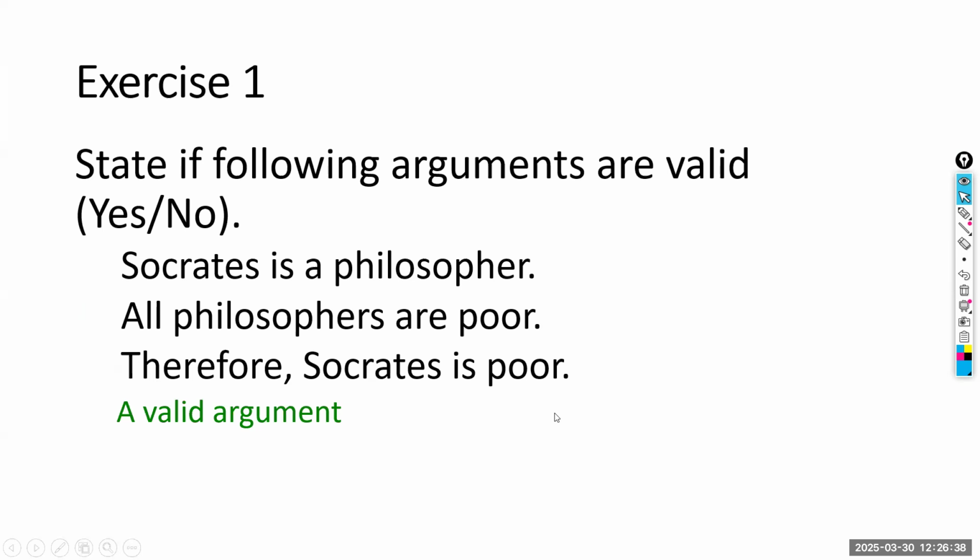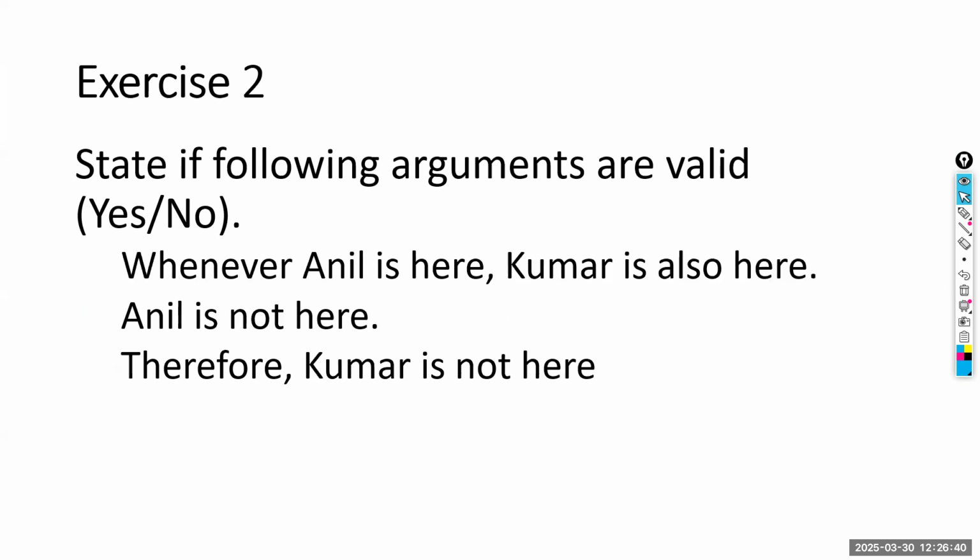What about the next one? Whenever Anil is here, Kumar is also here. Anil is not here. So therefore Kumar is not here. Correct. So if Anil is here, Kumar is here. Actually, this one is not using all, right? It's a normal one. If Anil is here, Kumar is here. But Anil is not here.